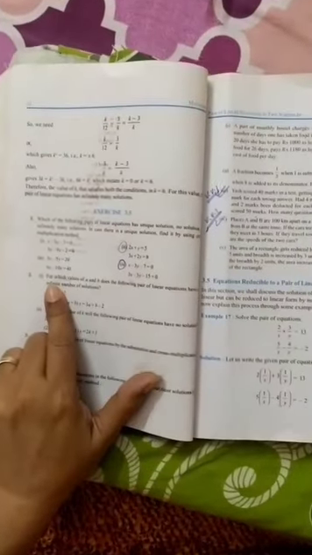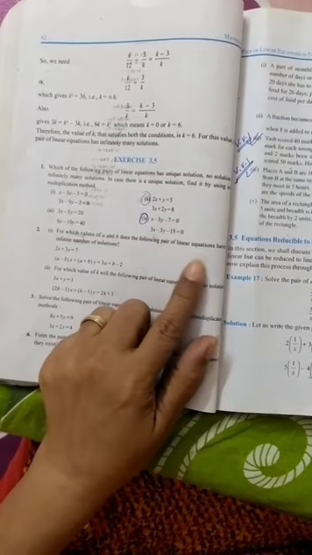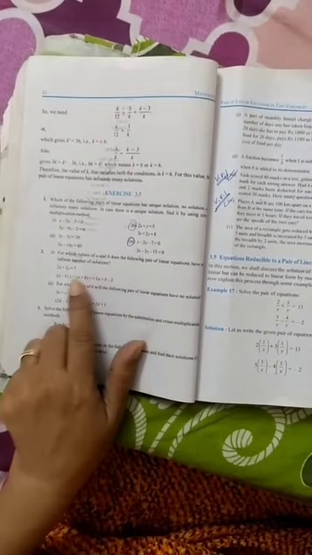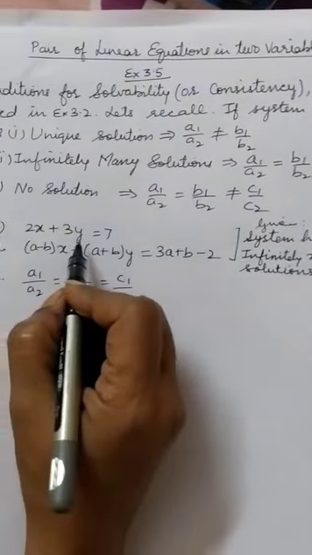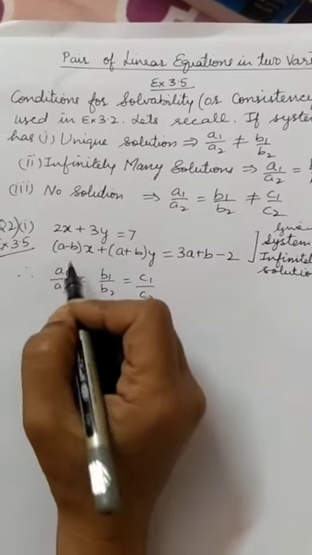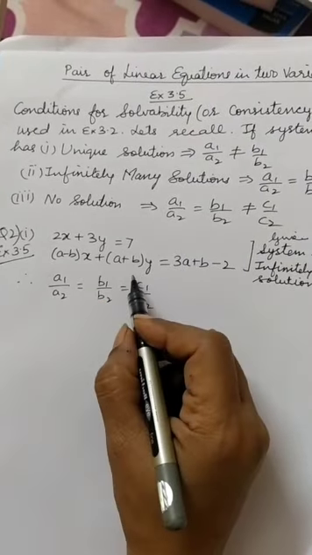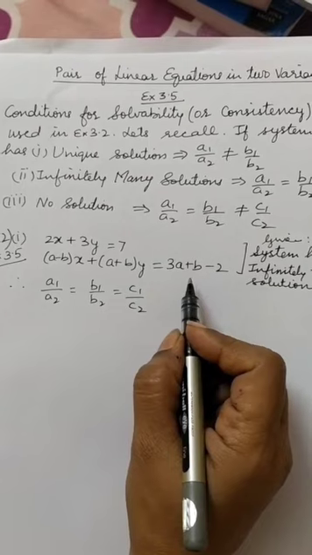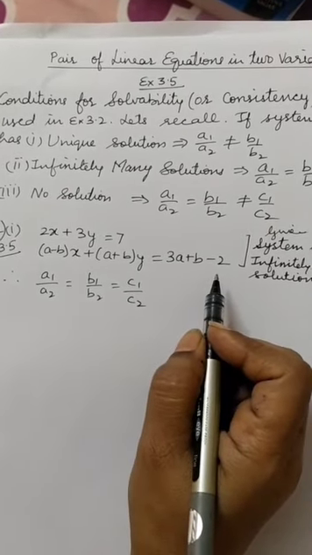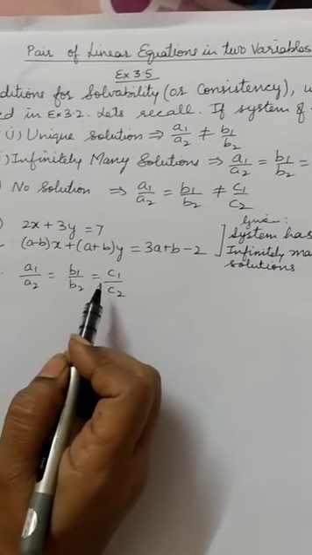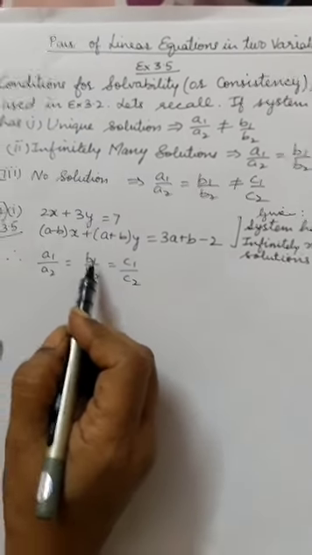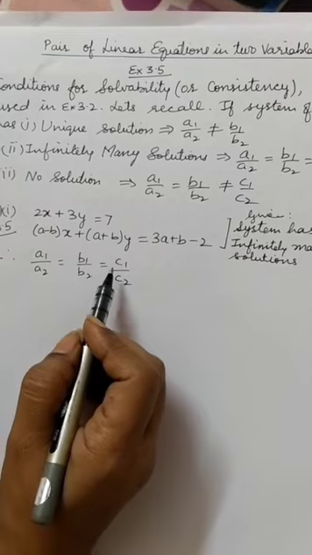page 62. For which values of a and b does the following pair of linear equations have an infinite number of solutions? This is the first part. We are given the equations 2x plus 3y is 7 and (a minus b)x plus (a plus b)y equal to 3a plus b minus 2. Since we are given that the system has infinitely many solutions, we can use the condition a1 upon a2 is equal to b1 upon b2 is equal to c1 upon c2.